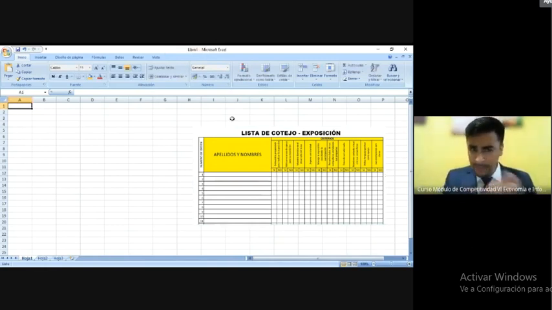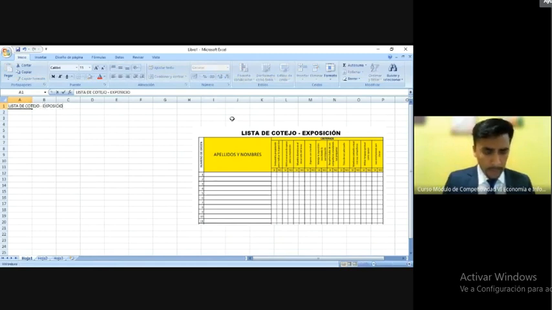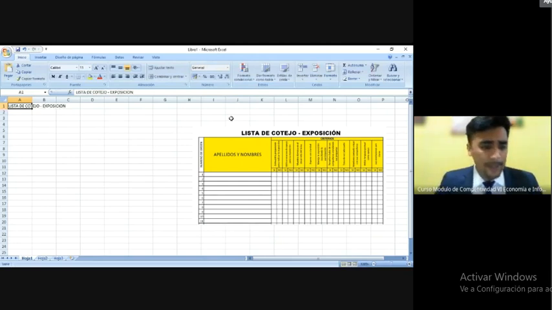Remember some classes that we were working. I'm talking about the columns, the rows, and the cells. And we need to start with the title. The title says, for example, lista de cotejo, exposición. Okay, but you don't center this title. No, this is the last function. You only need to write and wait. What else?